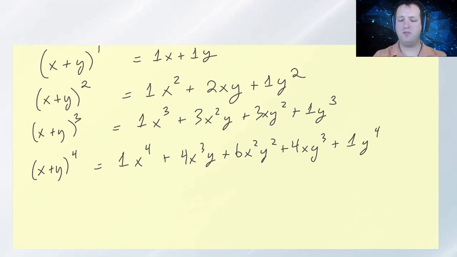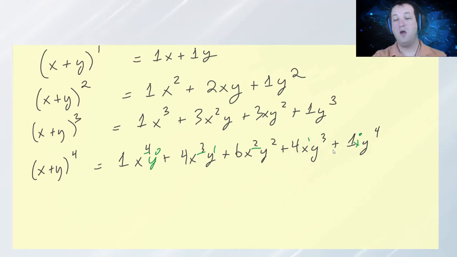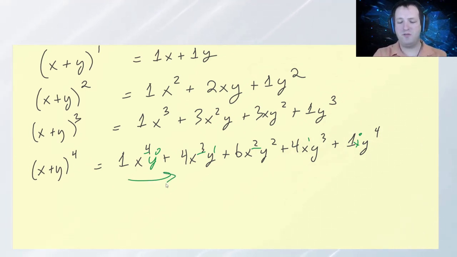So the pattern on the x's and the powers of y's is pretty obvious, right? If we look at x to the fourth, this is clearly a y to the 0. So we've got 4x, 3x, 2x, 1x, and then 0x at the very end. For y's, we have 0, 1, 2, 3, 4. So we're decreasing our x's from 4 to 0 from the left to the right, and we're increasing our values of y's from the left to the right, or vice versa, right?